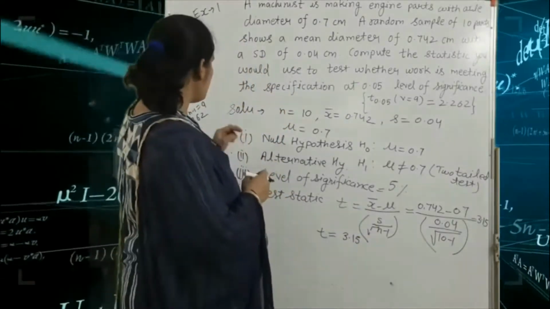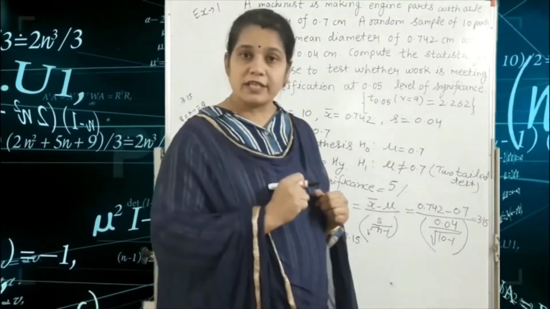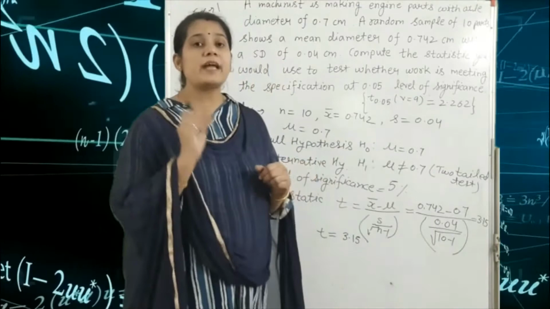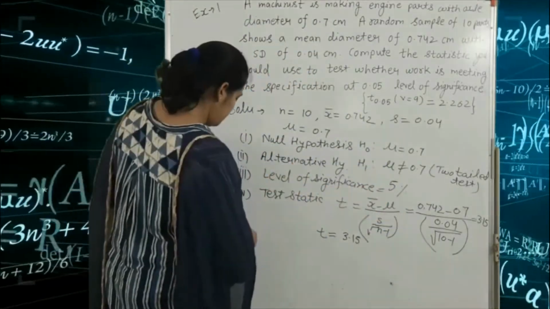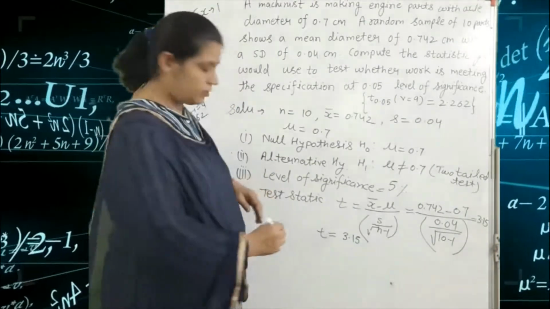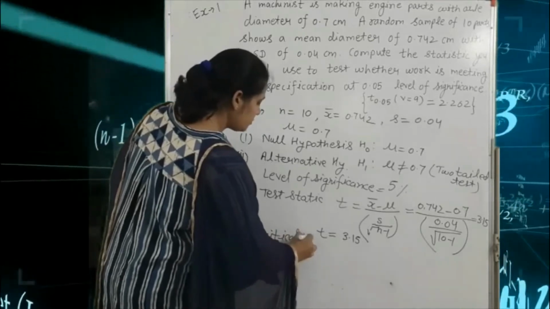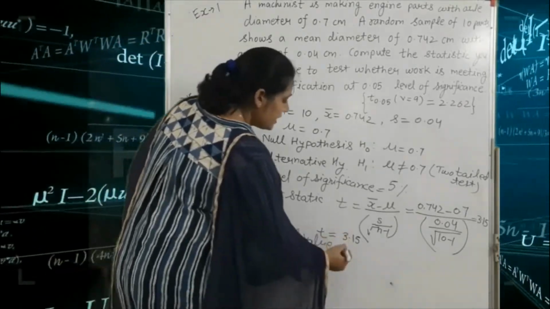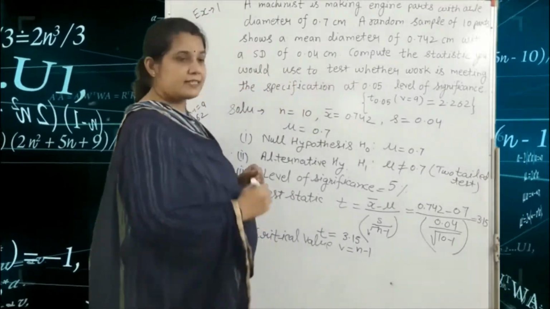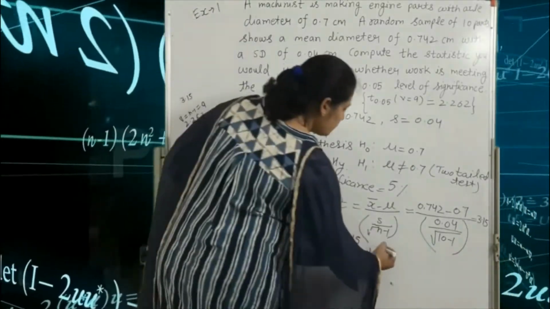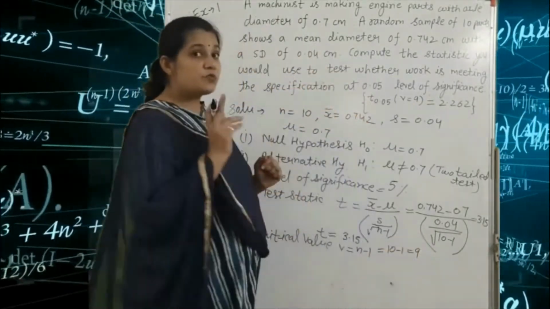So what is our next step? The next step is the critical value. For the critical value we write the degree of freedom, in the fifth step. The degrees of freedom V is equal to n minus 1, where n is the number of samples. So we write 10 minus 1 is equal to 9. That means V is equal to 9.